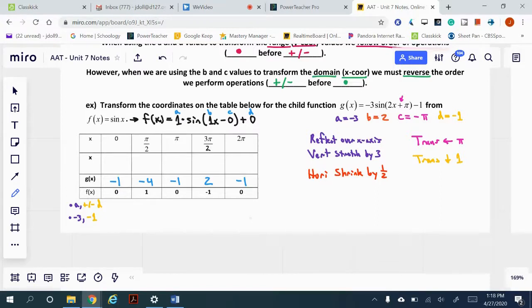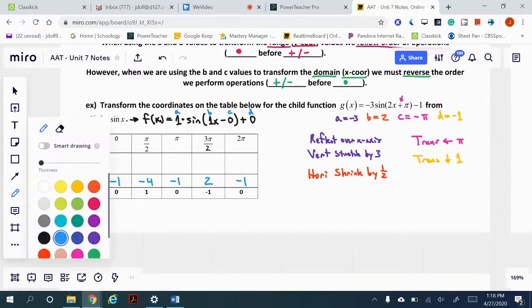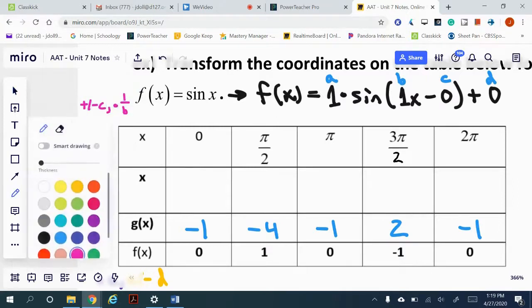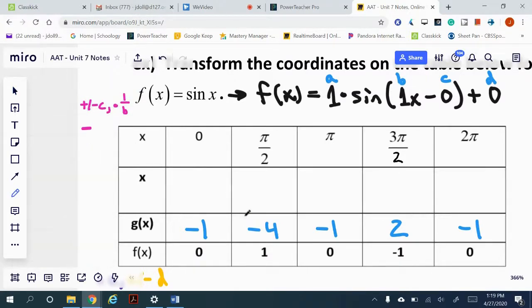All right. Now, B and C affect the x coordinates, and this is where we've got to think a little bit more, because the order of operations is reversed. We are going to first add or subtract C, and then I'll shrink this down here. Then we're going to multiply by the inverse, by 1 over the absolute value of B. Let me shrink that down a little bit because I couldn't fit that in here. So what that means for us is that we are going to subtract pi from each of these values, and then we are going to multiply by 1/2.